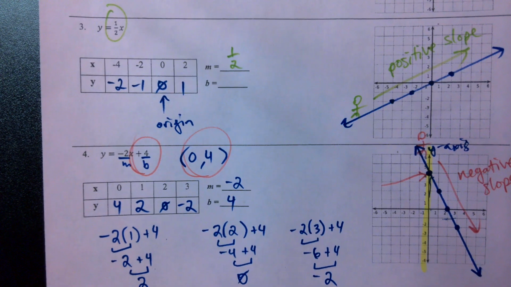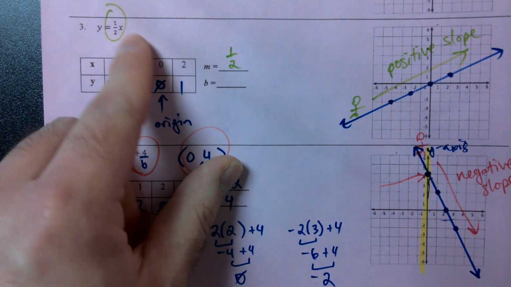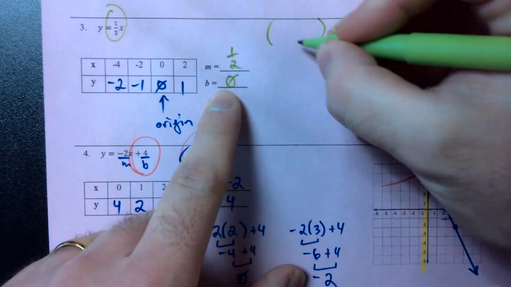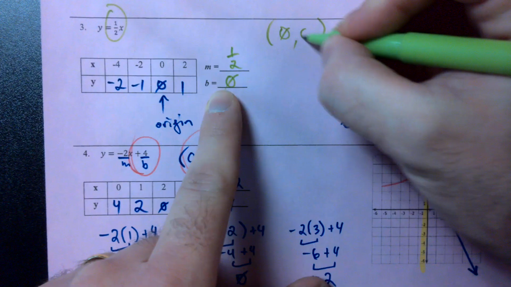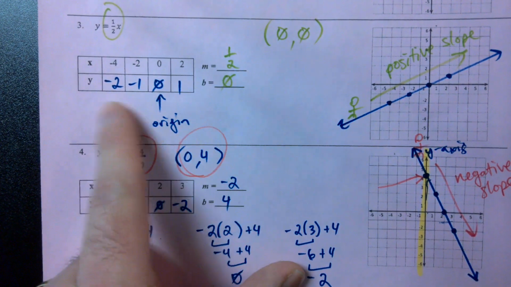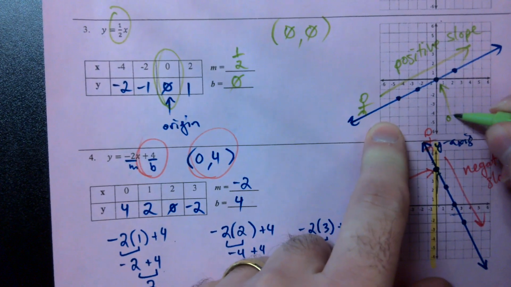Now, what's my b value? Do you see a b value hanging out over here? No. So what is it? 0. That means my line should contain the point 0, 0. Does my table have 0, 0 anywhere on there? Yes. Does my line go through the point 0, 0? Yes.